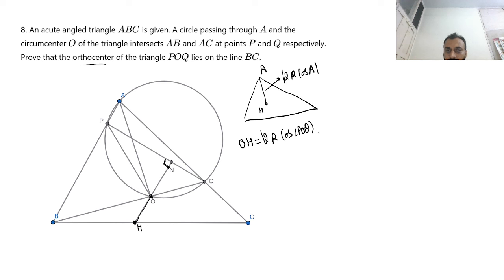I think that is clear. So here R is the circumradius of triangle POQ, or let's say it is R dash. We assume capital R is the circumradius of triangle ABC. Now we want this 2R dash cos POQ. So what is cos POQ? What is this angle POQ?